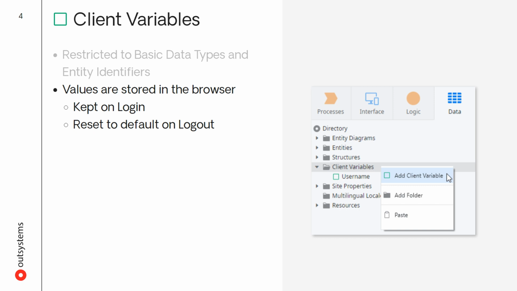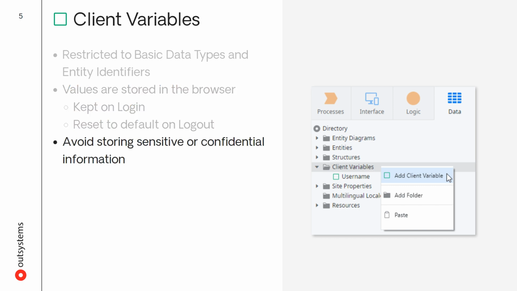Whenever a user logs in, the values of the client variables are kept, but notice that upon logout, the client variables' values are reset to their default. The same may happen if the login expires. Note also that closing the browser will not cause the loss of the client variable's values. The browser stores the values and reloads them whenever it is opened again. Since the browser stores all values, it is important to avoid storing sensitive or confidential information.